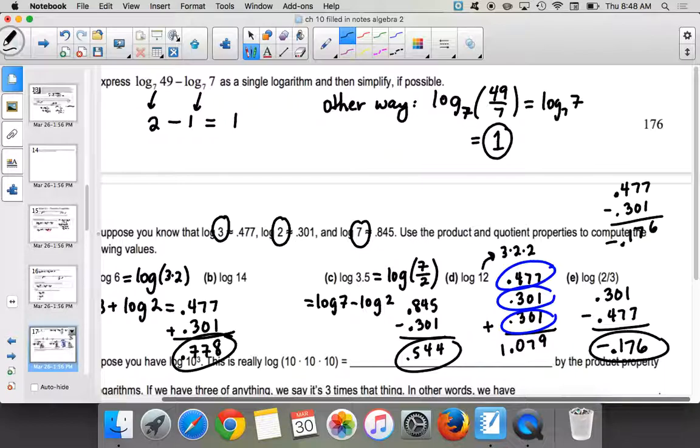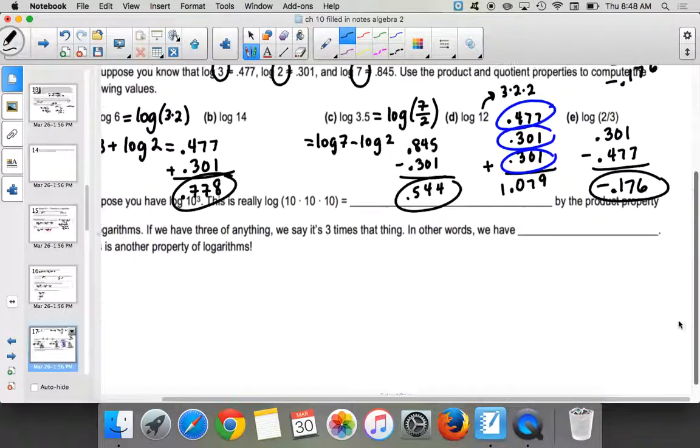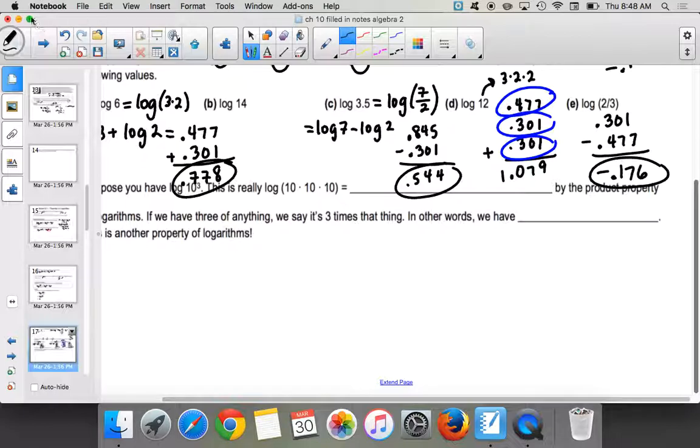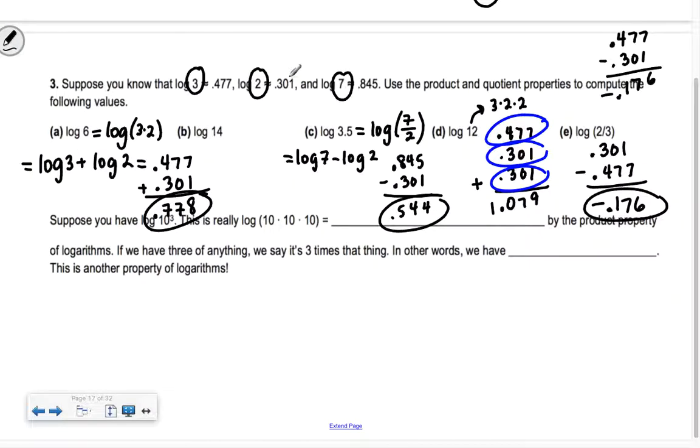Okay, so does this all make sense? Okay, so the next part says, suppose you have log of 10 cubed. So this is really log of 10 times 10 times 10. Okay, so if we have log of 10 times 10 times 10, when we separate it, do you guys see how that's just going to be log of 10 plus log of 10 plus log of 10? We're going to have it 3 times.